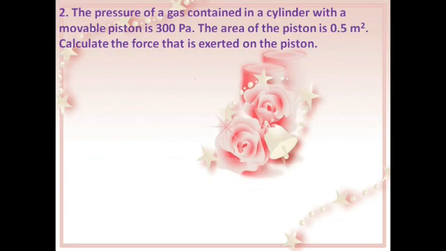The pressure of a gas contained in a cylinder with a movable piston is 300 Pascal. The area of the piston is 0.5 meter square. Calculate the force that is exerted on the piston. What is given, children? The pressure is given as 300 Pascal and the area is given as 0.5 meter square. We are supposed to find out the force.